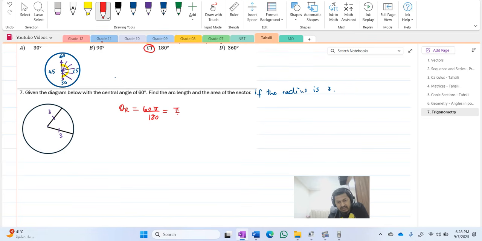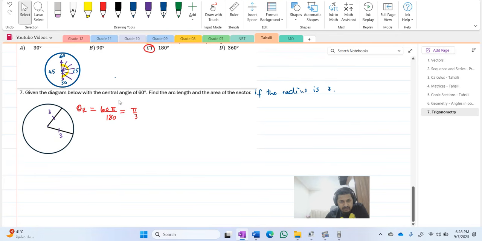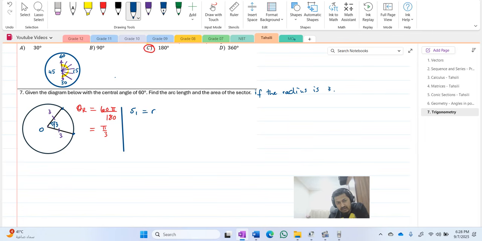We want to find the arc length. When we say arc length, it basically means the minor arc from here to there. So that's pi by 3, the minor arc. So S1 is equal to r theta. R is 3 and theta in radians is pi by 3. So I'm just getting pi units. With pi as 3.14, that's approximately equal to 3.14 units. That's the approximation sign.